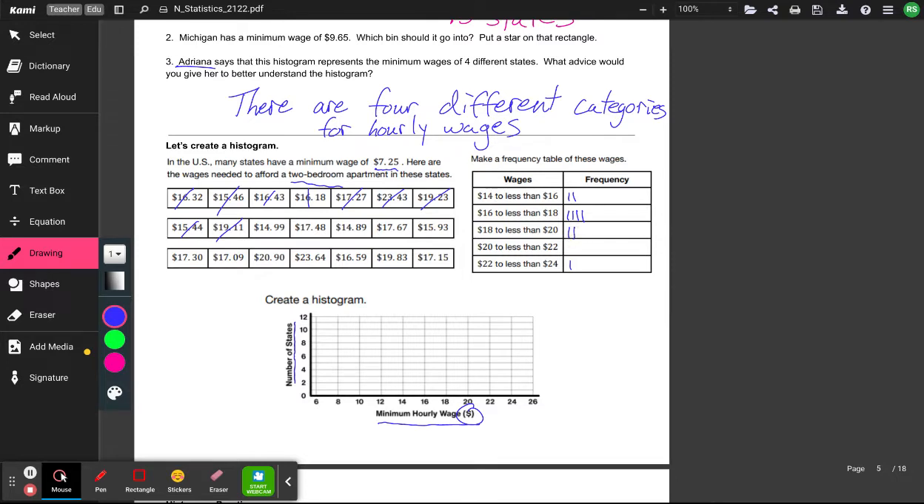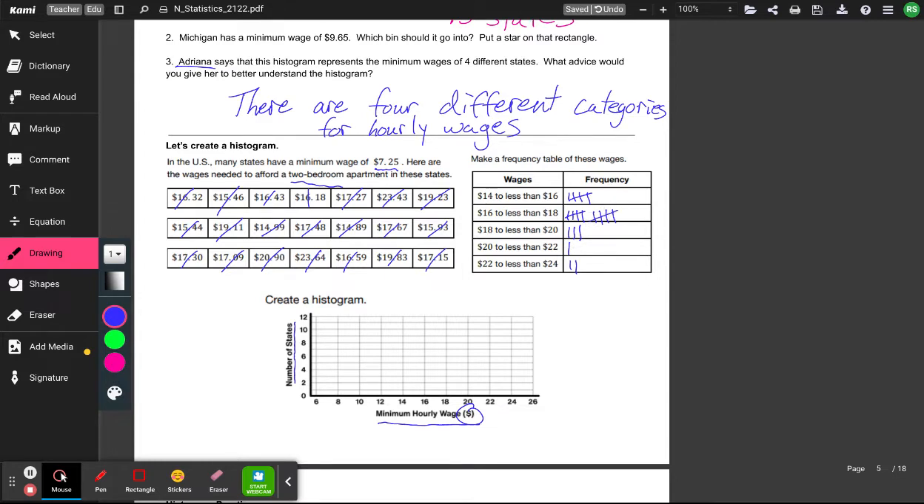So it's important for us to count the frequencies. That's going to tell us how high each bar is going to go on our chart. $17.67, $15.93, total of 5. Couple more here, $17.30, not $17.38, $17.30. See what I did there? $17.09, it's going to fall there. $20.90, $23.64, $16.59, $19.83, and $17.15.